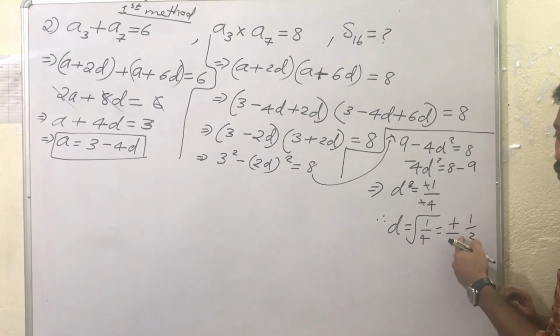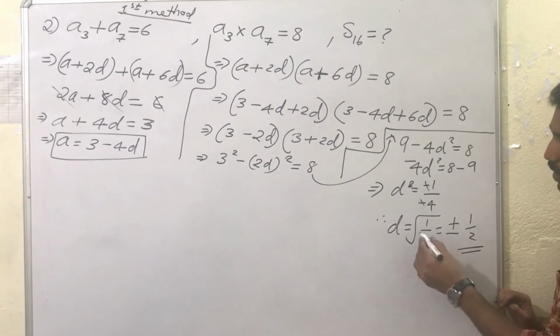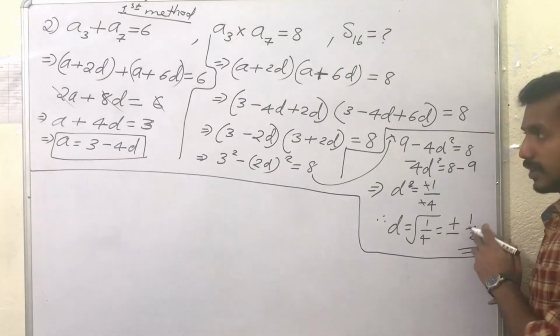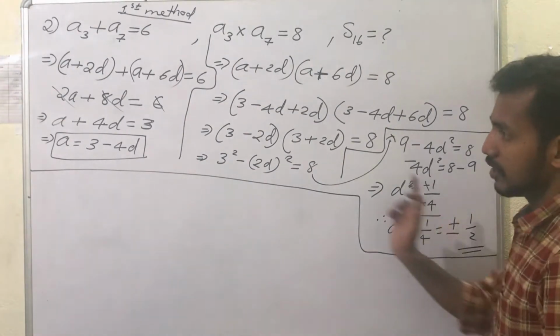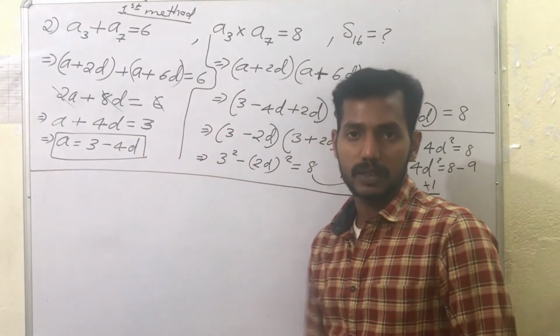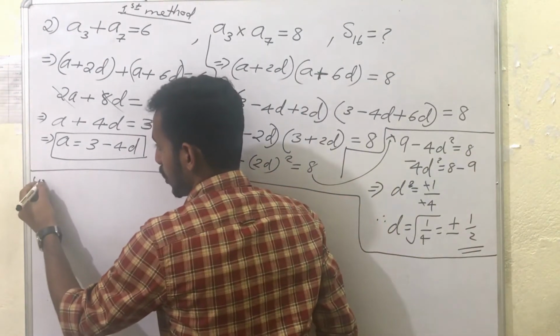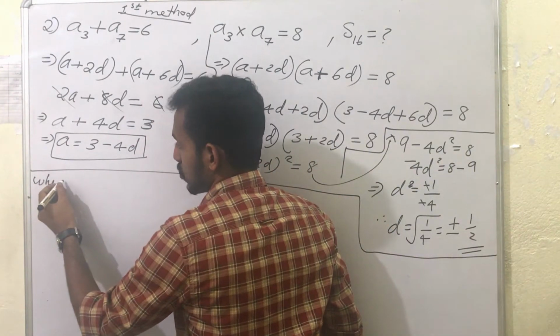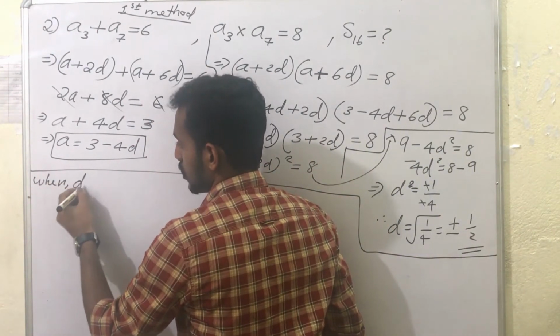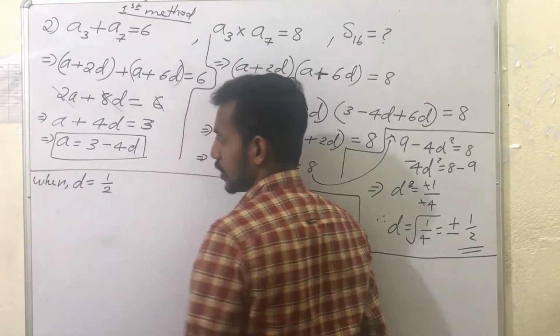Square root of 1 is 1, square root of 4 is 2, and the plus or minus value we have to put in. So now we have put the value of D. For D, two values exist. Similarly, for A also there will be two values. So first we are going to apply when D is equal to plus 1 by 2.